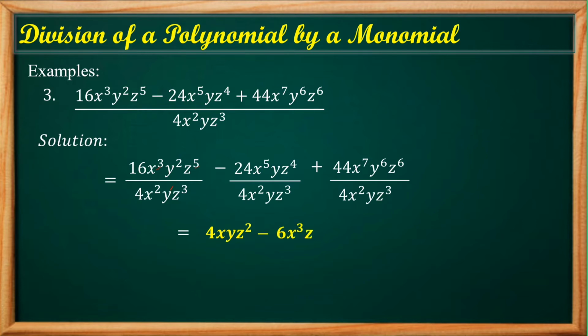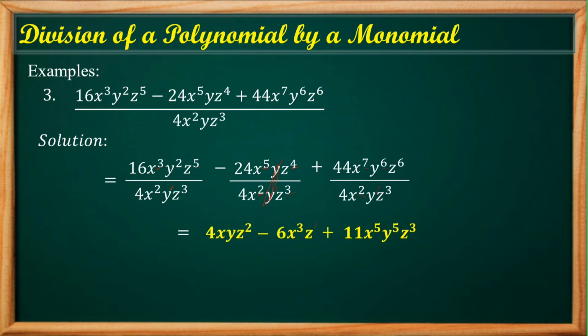Then, minus 24 divided by 4 is 6. Then, 5 minus 2 is 3. Y, okay, pwede natin tawagin cancel. It means na wala siya. Or, applying the laws, 1 minus 1, it means 0. Then, ganun siya, naging 1. Then, 4 minus 3, then you will have your 1. Merong 1 dyan. Next, 44 divided by 4 is 11. Then, 7 minus 2 is 5.